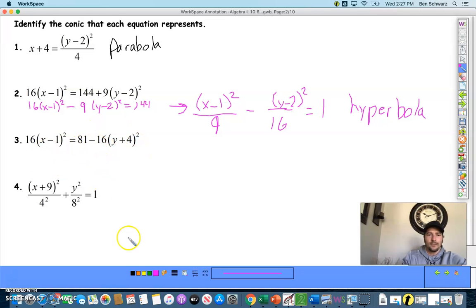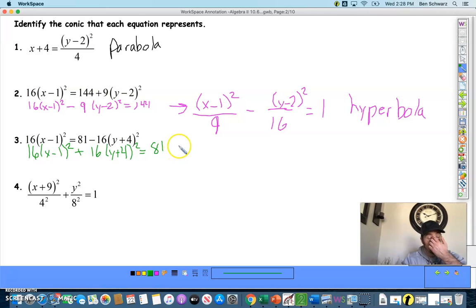Next one, again, we want to get our x's and y's all to the same side. So we would have 16 times (x minus 1) squared plus 16 times (y plus 4) squared equals 81. So the plus should tell you it's either an ellipse or a circle. If you divide everything by 81, then we're going to get, let's see, 16 goes into 81. Does it even go into 81?